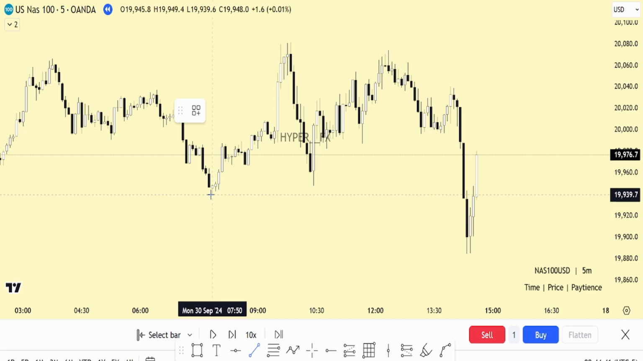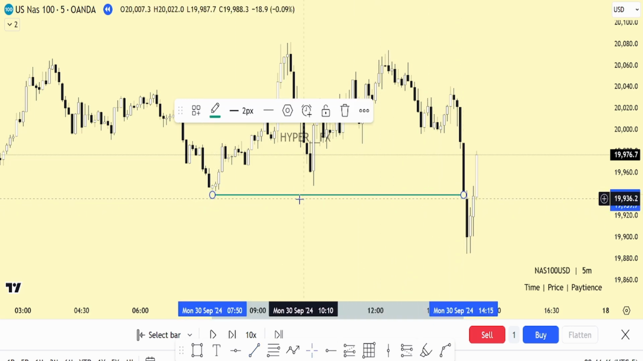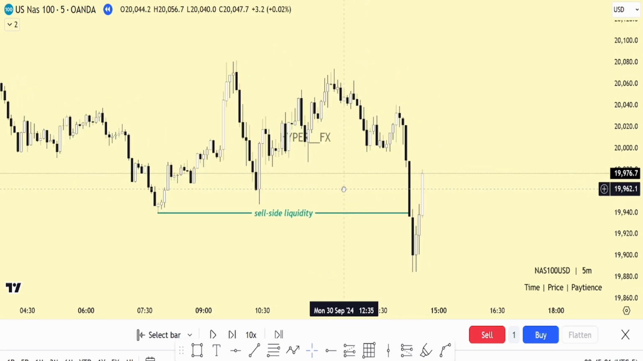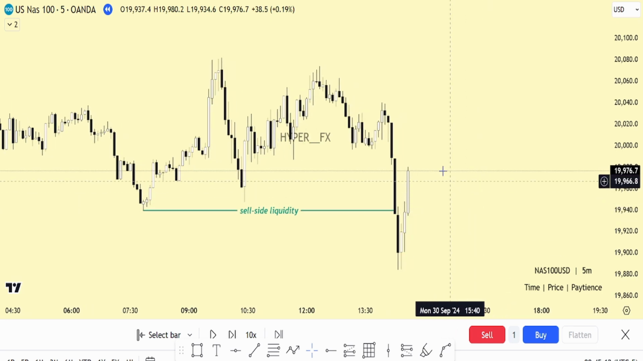So sell side liquidity has been taken. The sell side liquidity that has been lying on this low has been taken. So this time around I'll call it a sell side liquidity instead of denoting it with a dollar sign. Now, being that this sell side liquidity has been taken, let us look at the highs for our would-be targets.